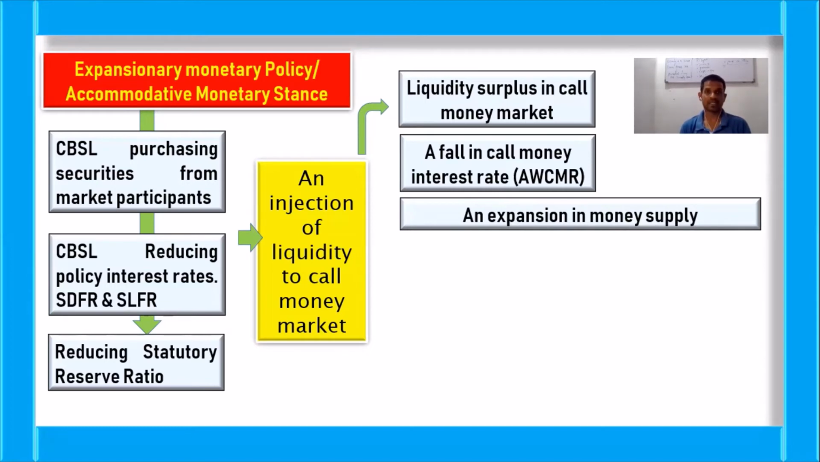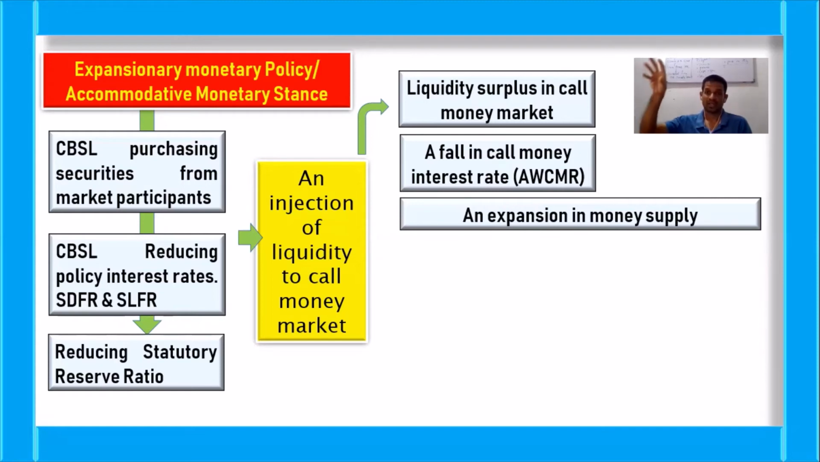Then, due to this expansion in money supply, what happens is the market interest rate decreases. When there's an excess supply, the market price always decreases. The interest rate is the price of money. So when there's an increase in money supply, market interest rates fall.